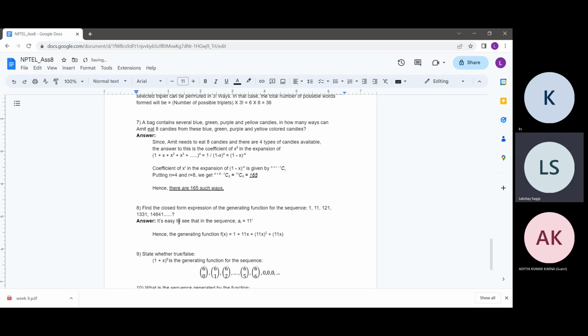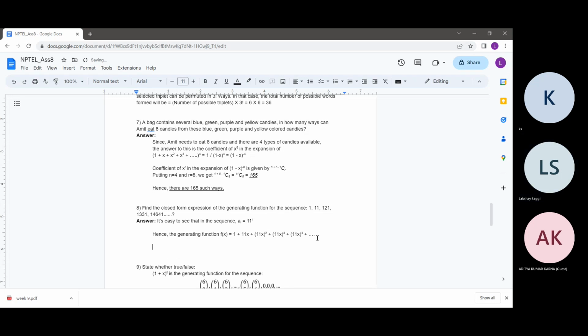And similarly, 11x raised to power 4, and so on. Right. So yes, KS, your answer is correct. KS has already answered this in chat, but I will still write it down. So the expanded form of the generating function is f of x equals 1 plus 11x plus 11x whole squared plus 11x whole cubed plus 11x whole raised to power 4, and so on.